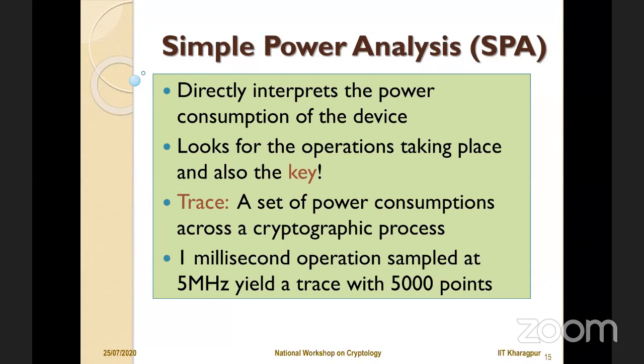As an example, suppose you have a 1 millisecond operation, a cryptographic computation, which you sample at different instances. Suppose you are sampling it at 5 megahertz, which implies that you have a trace with 5,000 points. A simple power attack will typically work with few traces. The number of traces could be something like 1, 2, or maybe a few hundred, like maybe 100. There are very interesting examples of simple power attacks which have been done.